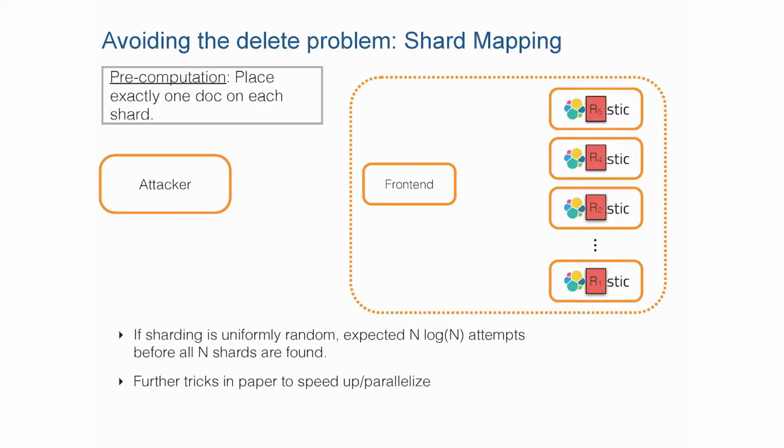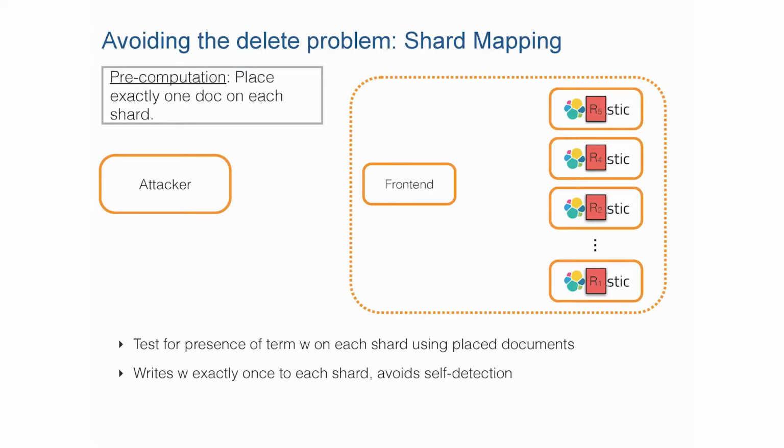In the paper, we put some effort into showing you can speed this up, you can avoid delays through the APIs and so on. But this is the high-level technique. So the second stage of the attack is exactly like before.